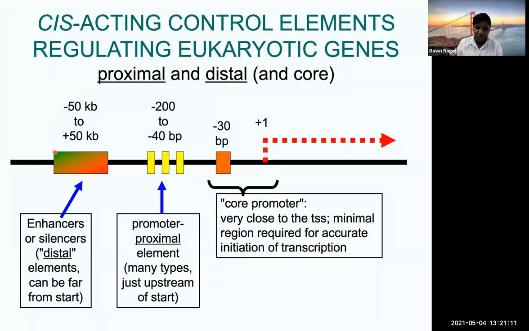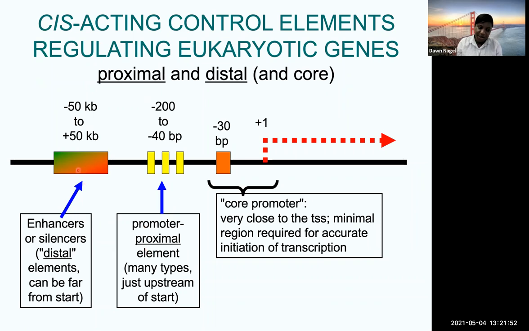And within that promoter, you have elements that are present. These are cis-acting control elements because they're physically located upstream of this transcription start site within proximity, okay? So you have your core promoter, which is between the transcription start site and this -30 base pair. You need to have this region present for accurate initiation of transcription. You also have the proximal promoter, which is further upstream, could be between -40 to -200.